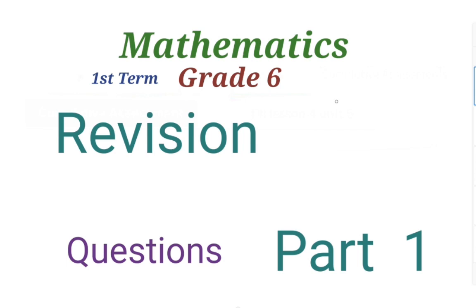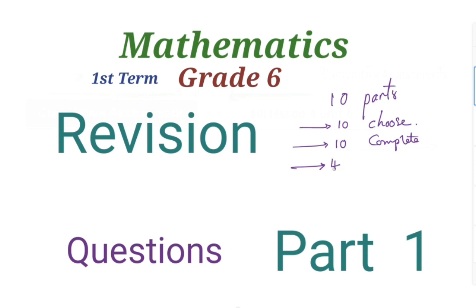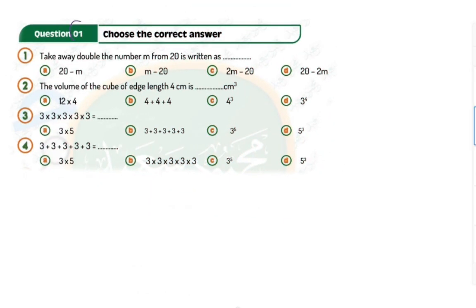I will give you 10 parts. Every part has 3 questions. 10 questions will be choose the correct answer, another 10 questions will be complete, and the last 4 questions will be answer the following question. Okay, so we have 10 parts. This is part number 1. Let's get started. Here we have question number 1.